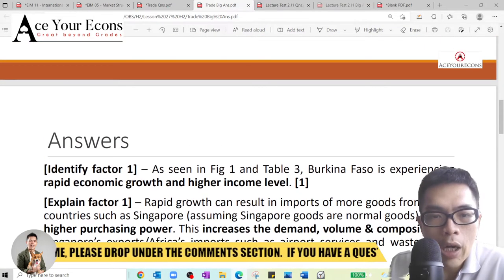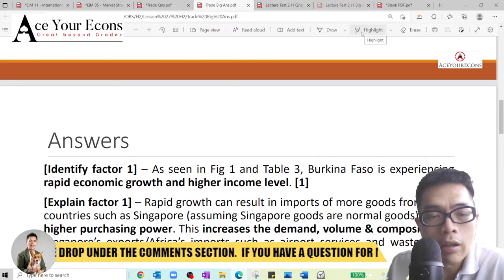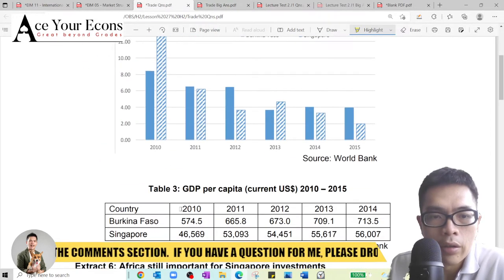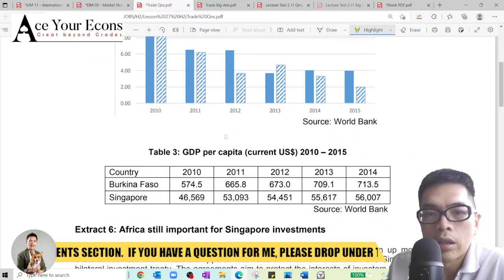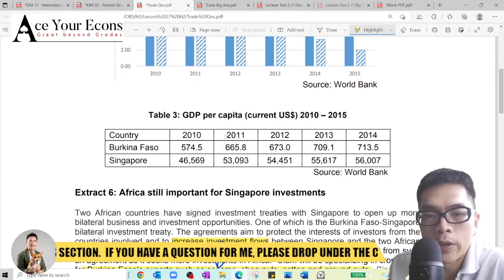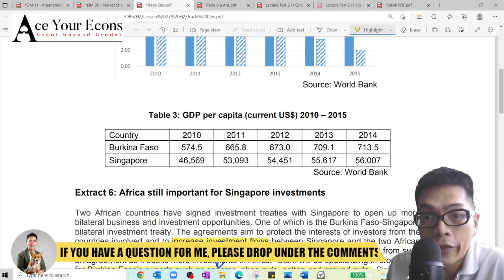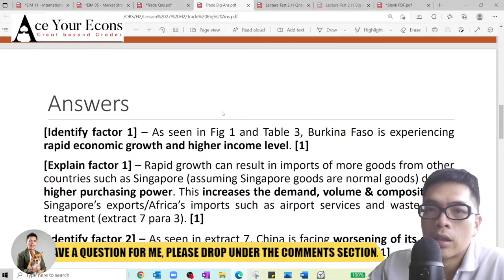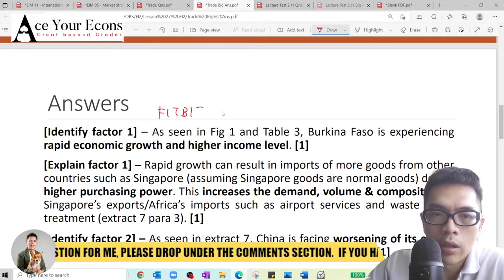Alright, so the first one is income level. Nobody brought up the I factor. How can we tell that there's an I factor here? You can see figure 1 and table 3. Figure 1 and table 3 tell us that this African country is experiencing high income growth. Remember I mentioned earlier on FITBIT, the I factor could also come in. So this is FITBIT, the I factor.